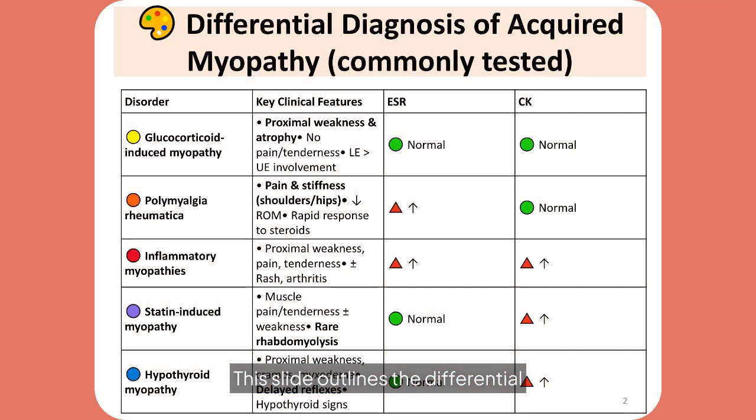This presentation focuses on differential diagnosis of acquired myopathy for educational purposes. This slide outlines the differential diagnosis of commonly tested acquired myopathies. Key disorders include glucocorticoid-induced myopathy, polymyalgia rheumatica, inflammatory myopathies, statin-induced myopathy, and hypothyroid myopathy. Each condition is characterized by specific clinical features, ESR, and CK levels.